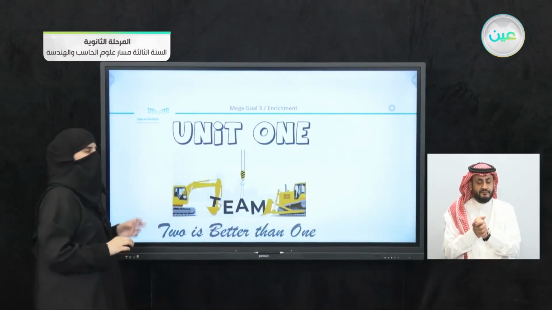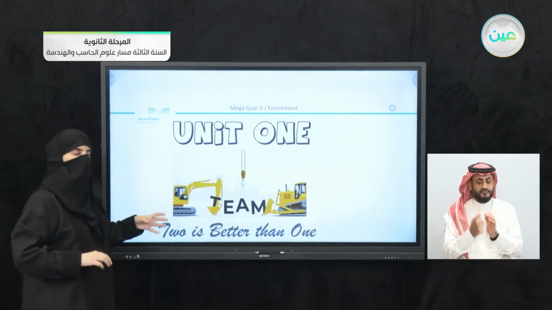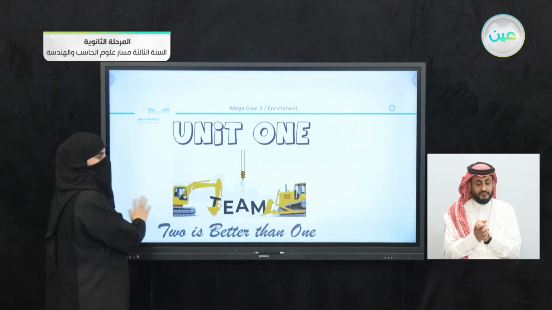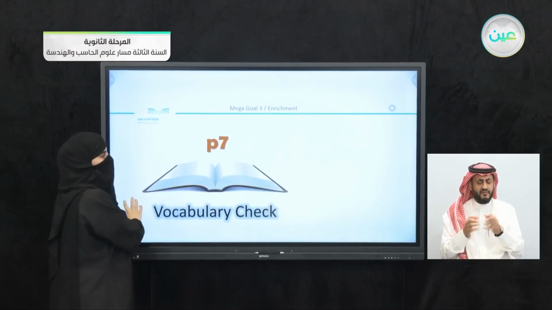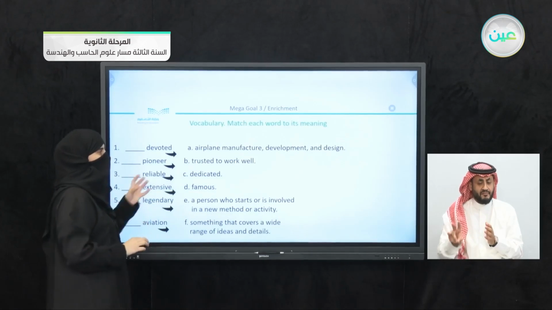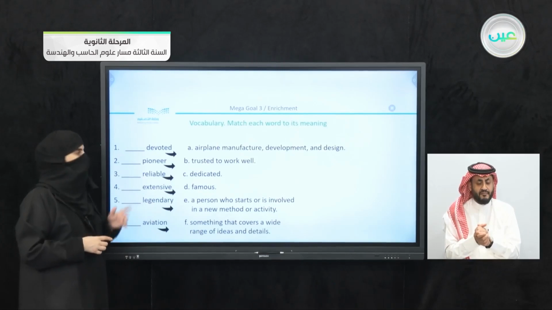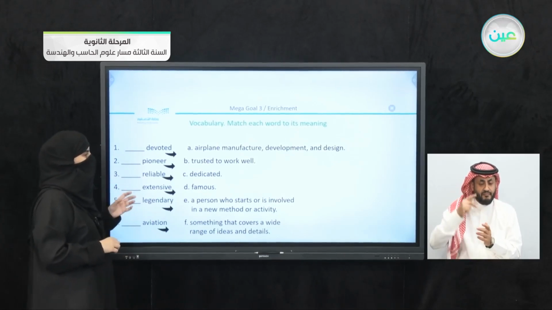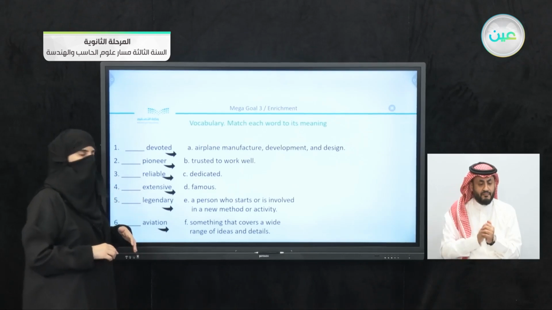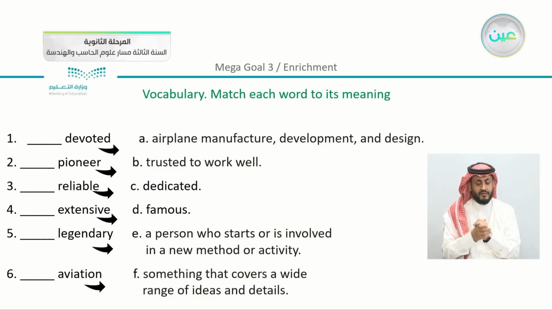Now we are going to go back again to our unit, which is Unit 1. We have here 2 is better than 1, which we had the vocabulary check. On page number 7, if you recall, we had the words. Just to recall with me, what are the words? We have the first one, devoted, pioneer. We have number 3, reliable. We have number 4, extensive, legendary, and aviation.